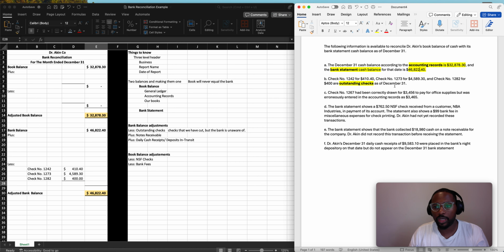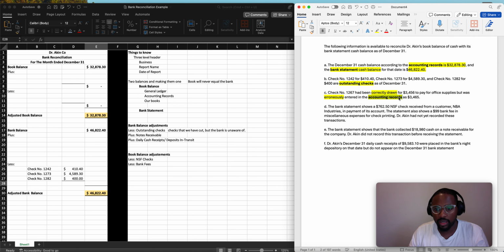Then it says with B, so we done that. Check number 1267 had been correctly drawn. That's an important word, so I'm gonna highlight that. For $3,456 to pay off office supplies, but was erroneously, that's another important word, entered into the accounting records. Okay, so there it is.